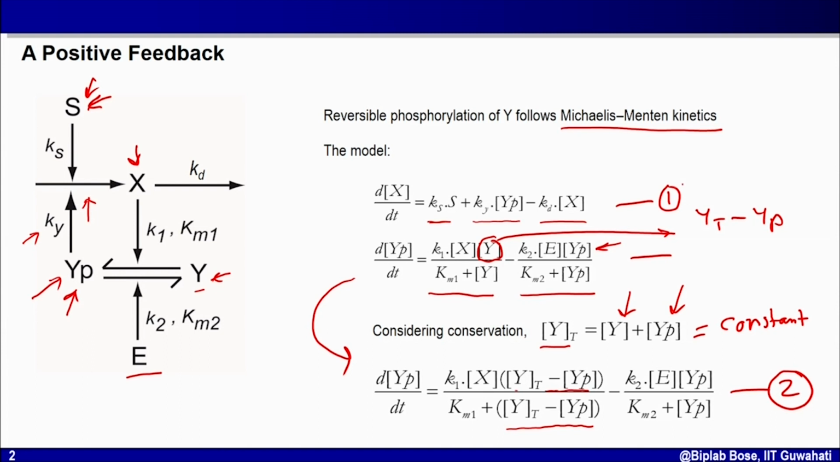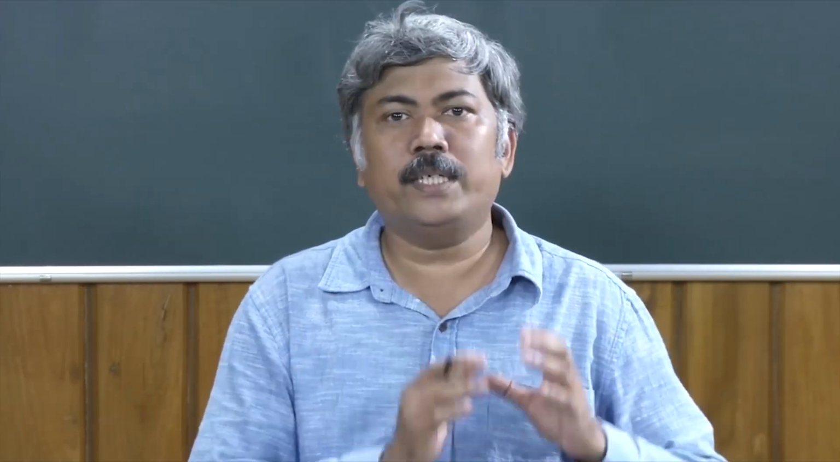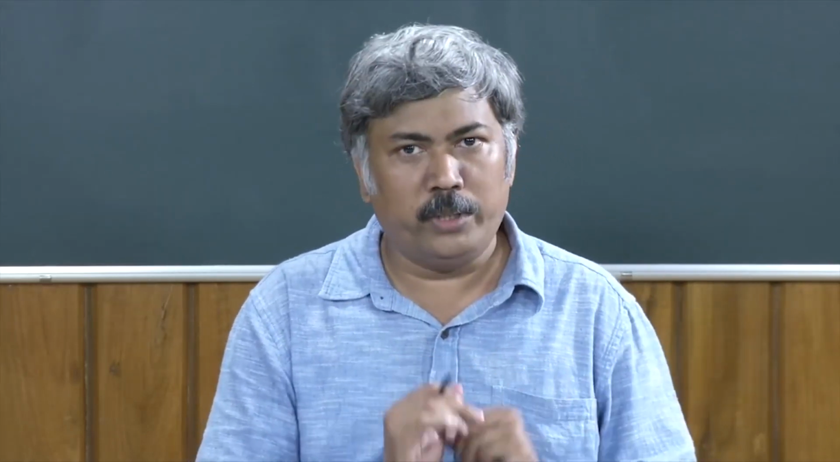So I have two ODEs, the first one for X, the second one for YP, and I have replaced Y in terms of YP and Yt, so I don't require a separate ODE for Y. These two ODEs represent the model for this simple positive feedback circuit of a phosphorylation system that I have shown in the graphical model.